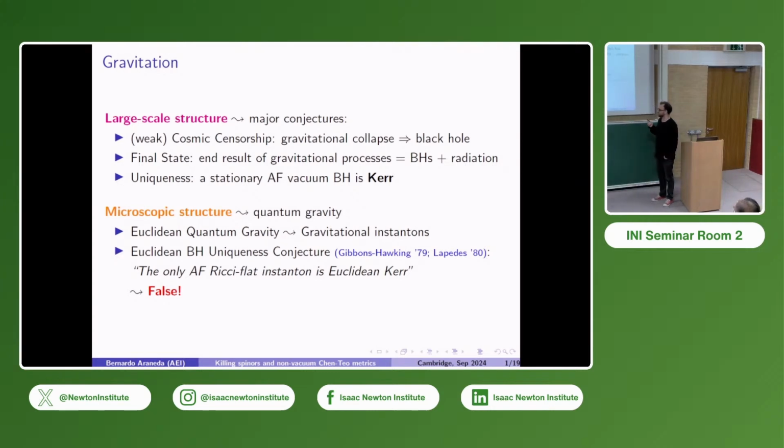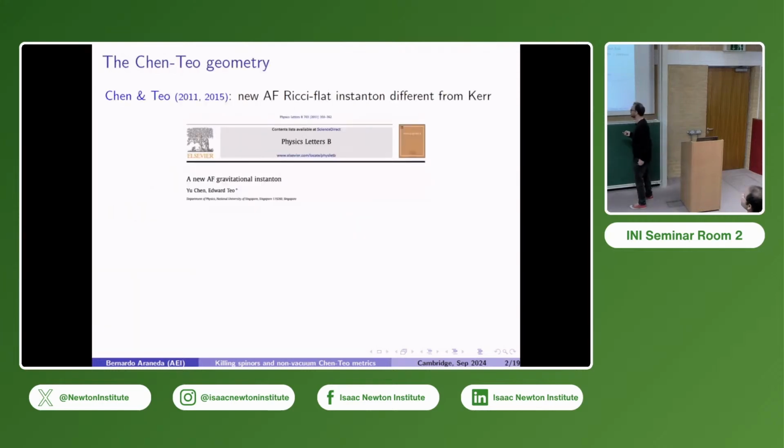But let me emphasize again that this is quite a remarkable result, because Kerr, everybody knows Kerr, and there is a good physical reason to expect that Kerr is unique at the level of the large-scale structure. But when you go to this microscopic structure, in the Euclidean regime at least, Kerr is not unique. There is something else, and that something else is the Chen-Teo geometry. As I said, this was found by Chen and Teo, two authors from Singapore.